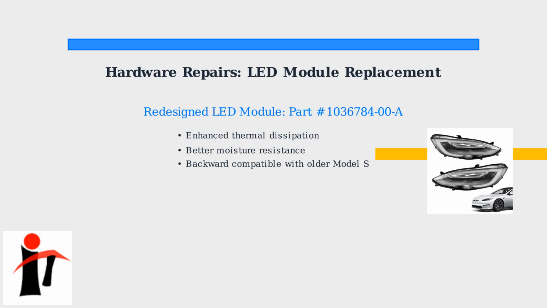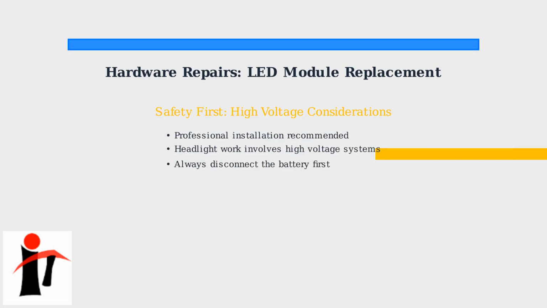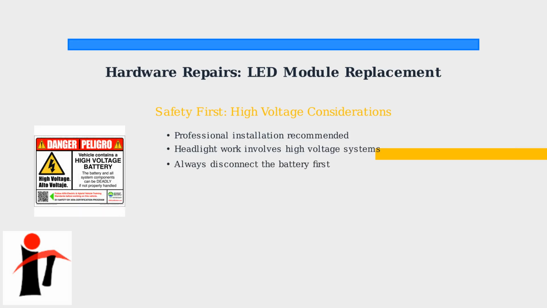It includes enhanced thermal dissipation to prevent overheating, better moisture-resistant seals to avoid corrosion, and is backward compatible with older Model S vehicles. Due to the high-voltage nature of Tesla vehicles, professional installation is strongly recommended for LED module replacements. The headlight system connects to the vehicle's 400-volt battery pack, so always disconnect the battery before attempting any work to avoid electrical hazards.